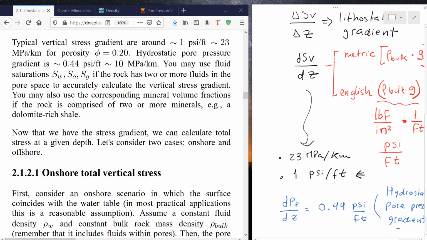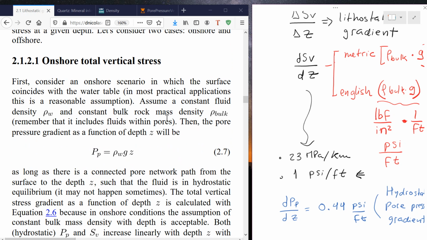All right, so let's see two short examples about how to calculate vertical stress. The first is onshore, and the second one is going to be how to calculate vertical stress in offshore condition. It's not the same. For onshore condition, it's pretty straightforward if we consider that the density is constant.